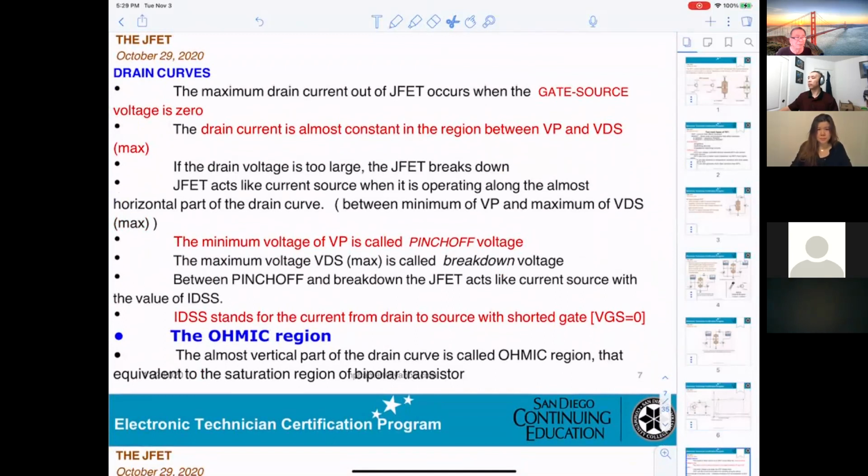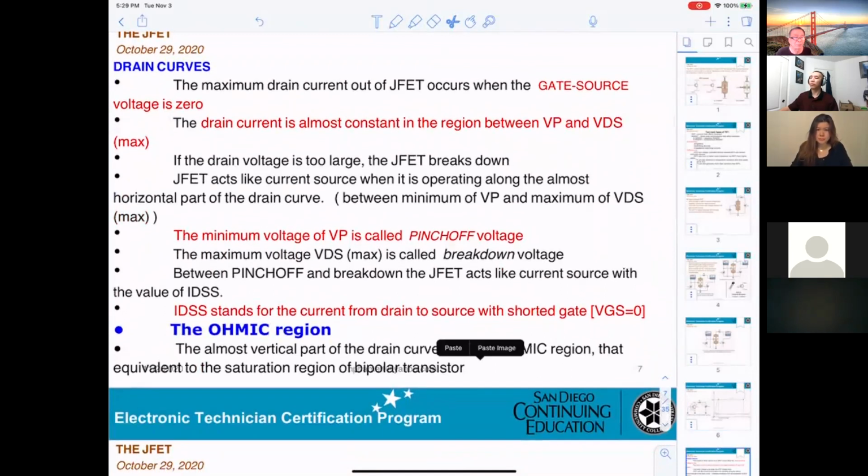The maximum drain current of a JFET occurs when the gate-source voltage is 0. The drain current is not constant in the region between VP and the VDS maximum. If the drain voltage is too large, the JFET will break down.